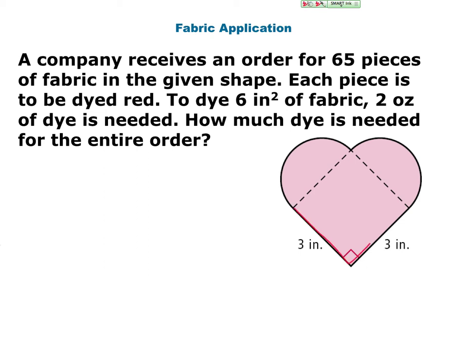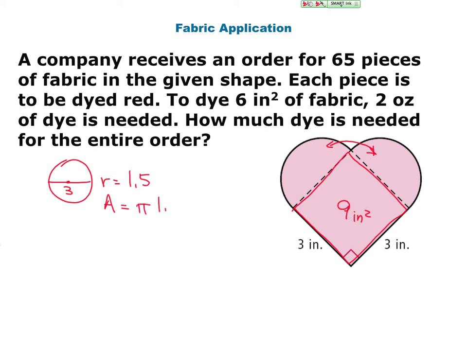Okay, this square was 3 by 3, 9, so that was 9 square inches. And then the two circles together would be a circle with a diameter of 3. So the radius was 1.5. So the area of the circle is pi times 1.5 squared. Is that like 2.25 pi? Is that right?